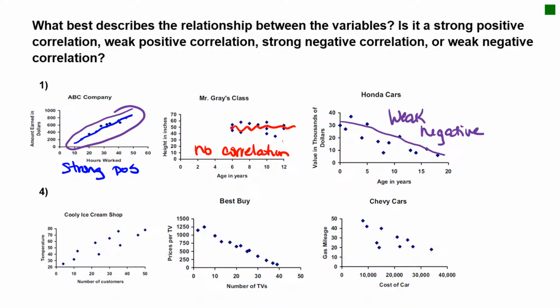All right, the number of customers and the temperature. We don't have as many customers when it's cold. When it gets warmer, we have a lot more customers. So what kind of correlation do we have going on there?